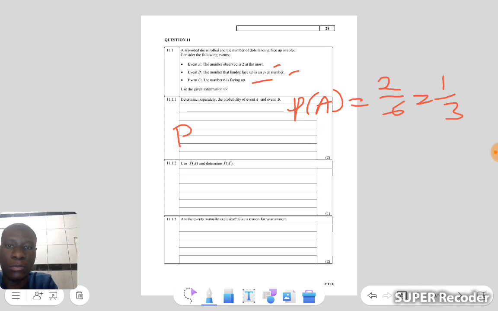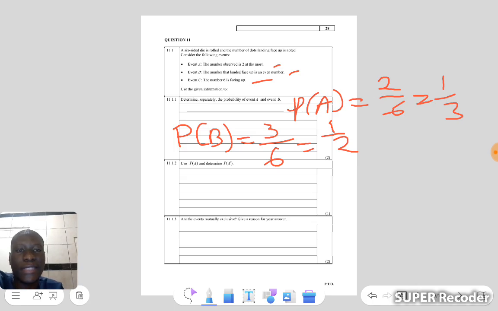So probability of event B equals, let's see, event B: the number that landed face up is an even number. So how many even numbers do we have on the die? We have 2, 4, and 6. That means we have 3 even numbers. The total is 6, because a die has 6 sides. So we can also simplify this to 1 over 2. Okay, we are done answering question 11.1.1.